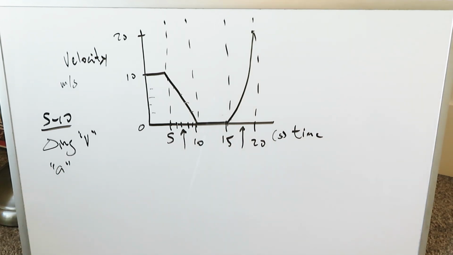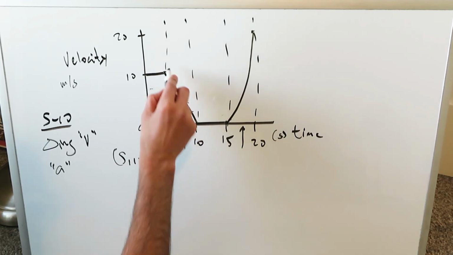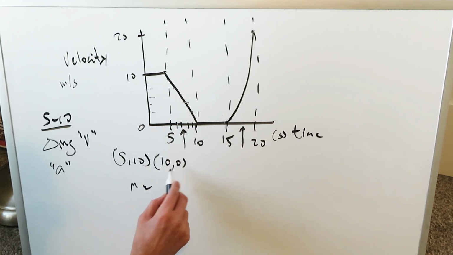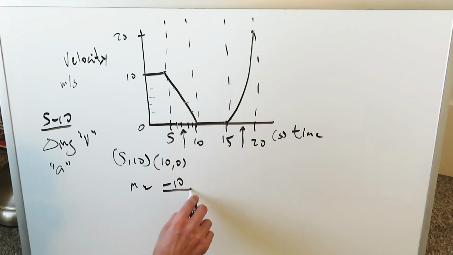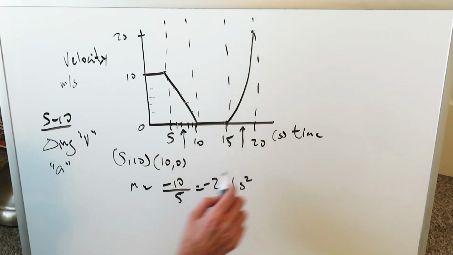But how do you determine acceleration? Just do your basic slope analysis. You have a point 5 comma 10. That's this point right here. You have a point here 10 comma 0. When you do your slope, you're getting 0 minus 10, which is minus 10, and 10 minus 5, which is 5. You have a minus 2 meters per second squared.